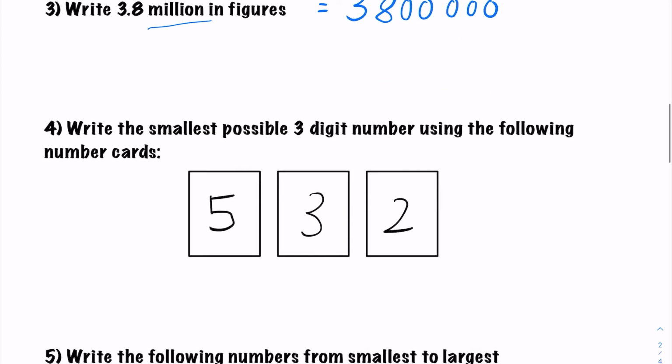Write the smallest possible 3-digit number using the following number cards. Well, the smallest number would always start from left to right, from the smallest to the biggest. If you were to put a number first, you're always going to choose the smallest number if you want to minimize the overall number itself. So the smallest number is going to start with a 2, and then the next smallest number would be a 3, and the last would be a 5. That would be the smallest possible 3-digit number you can make from those 3 number cards. If it was the other way around and it asked for the biggest, then you'd start with the 5, then the 3, then the 2.